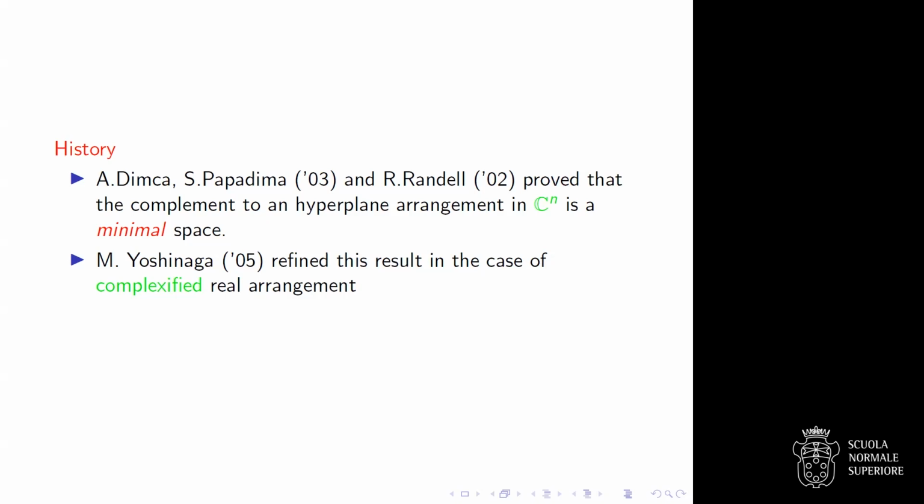Yoshinaga slightly refined this result in the case of complexified real arrangements. He found something that was minimal, but his description was not very easy to handle, and the boundary map was essentially almost not provided, let's say.